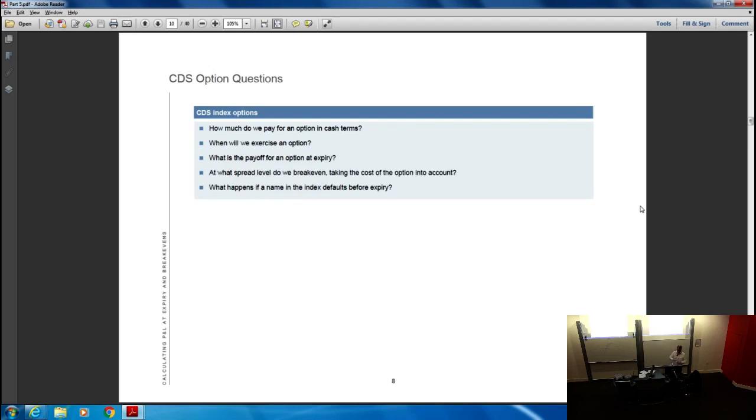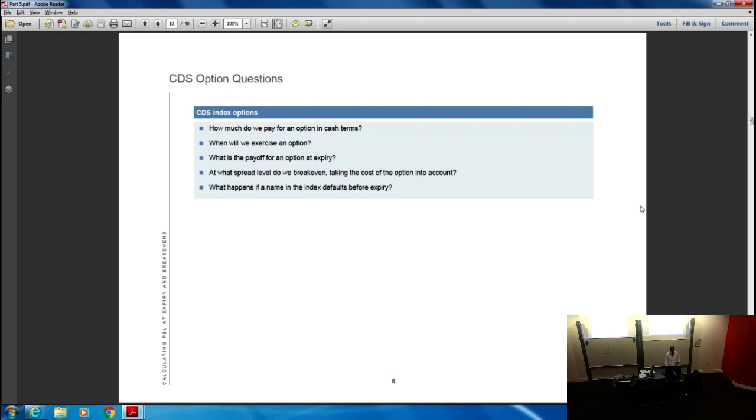So, some of the questions that we're going to be looking at for options. Firstly, what's the cost of the option? How much do I pay to buy the option? When will I exercise the option, or what does the payoff look like when I exercise that option? What spreads do I need to break even? Because remember, if I'm buying an option, I've paid an amount up front. So at what point do I make enough money from spread widening to compensate me for the upfront amount that I've paid? Because even if spreads go past my strike, I might lose money in the overall trade because I basically paid more for the option than I'm going to be receiving.